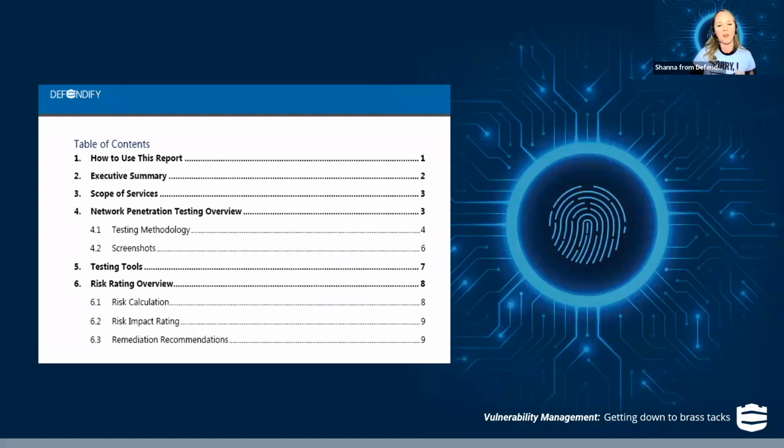So some of the things that should be included in your penetration testing report, and also red flags that you really just paid for a vulnerability scan, are, and this is an example of a Defendify report, but universal to any other type of service, for example, how to use this report. The tester might put some guidance in there for anything that the reader might not necessarily understand. And then into the executive summary.